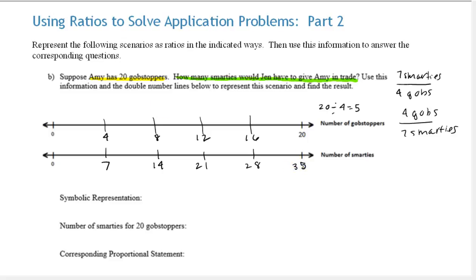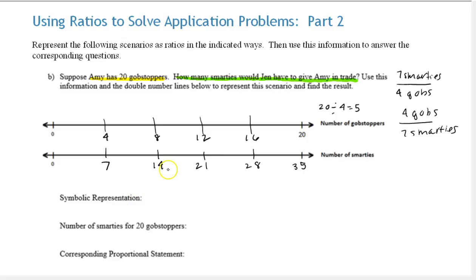Okay, so notice on this number line, for every 4 Gobstoppers, there's 7 Smarties. Here, this is 2 times 4 Gobstoppers, this is 2 times 7 Smarties, and that pattern continues. If we look at it the other way, we see the other ratio. For every 7 Smarties, there's 4 Gobstoppers. For 2 times 7 Smarties, there's 2 times 4 Gobstoppers. And 20 corresponds to 35. Okay. So now let's see how we can represent this symbolically.